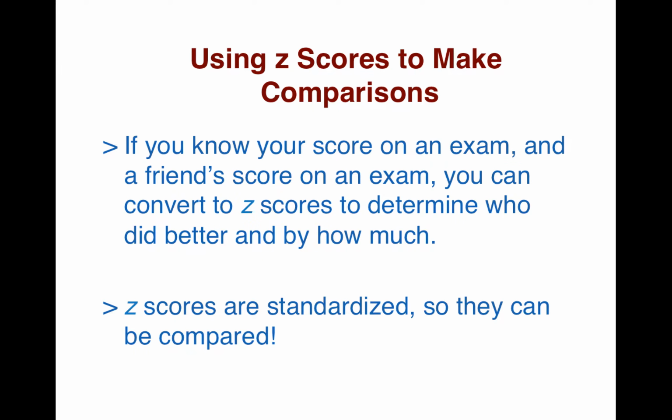So if you get asked who did better, you want the score that's higher. Who did worse, you want the score that's lower. And so you just calculate both of the Z-scores and look at them. Okay, and remember this is a standardized scale, so I can just compare them directly to each other at this point when they're in Z.